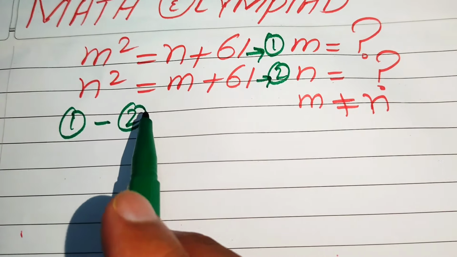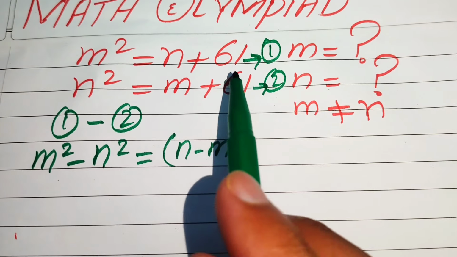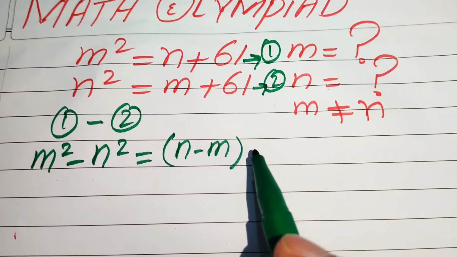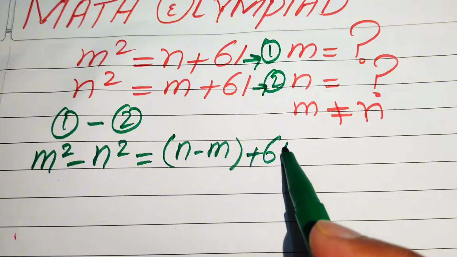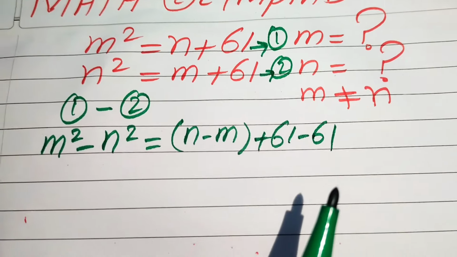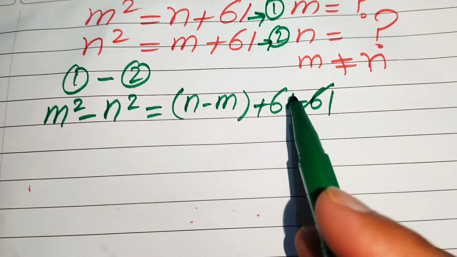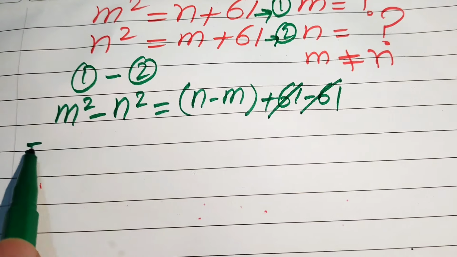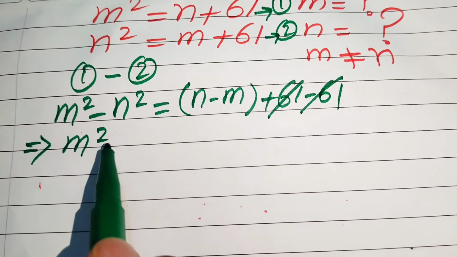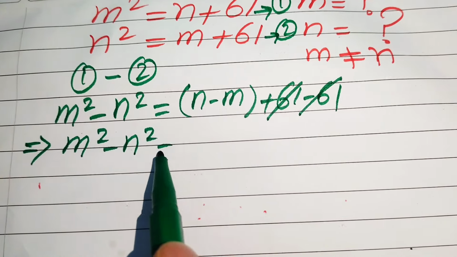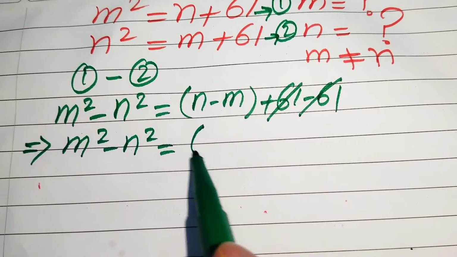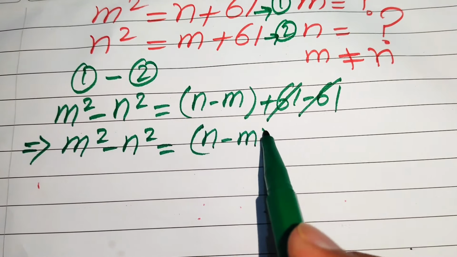So you get m square minus n square equals n minus m, because when we subtract these values, the positive and negative are cancelled by each other. I will just write here 61 minus 61. Now in the next step, the positive and negative are gone, and we have m square minus n square equals n minus m.